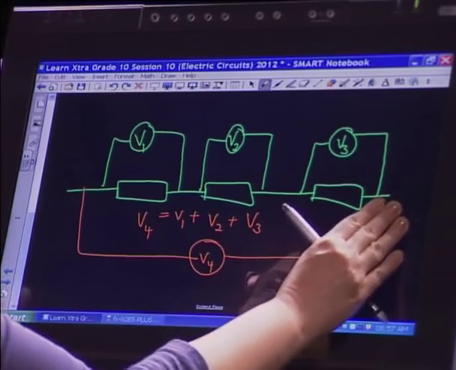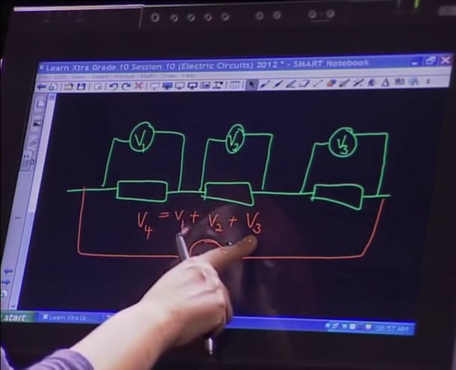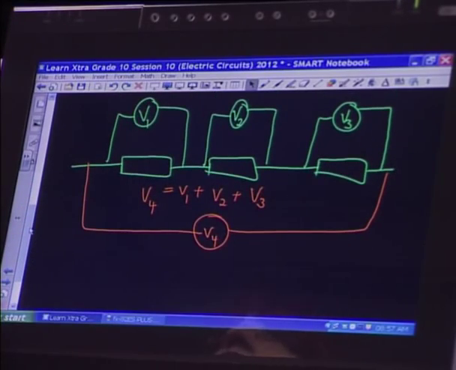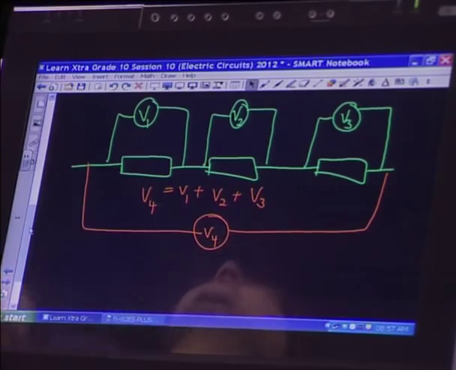So in series, my current stays the same, my voltage divides. Okay, current the same, voltage divides. Then resistance increases. What does that mean? When I look at my resistors here, man, this is hard work for my current. Gets to the first one, it loses energy, it loses more energy. Just gets more and more tired as it goes along. Resistance increases, makes the resistance really, really large.